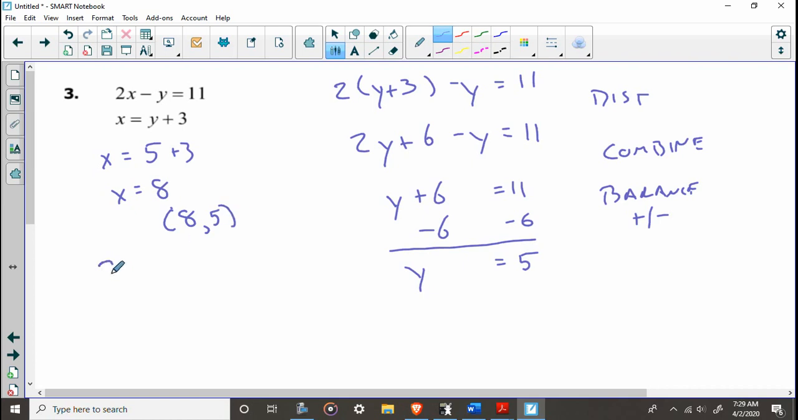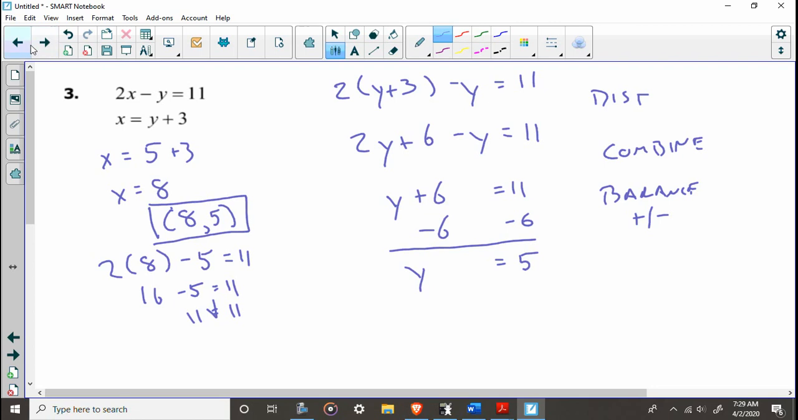If you want to check it, 2 times 8 minus 5, or in other words, plug in 8 for x, 5 for y, is equal to 11. This is 16, and 16 minus 5 is equal to 11. Okay, so this is going to be your answer.